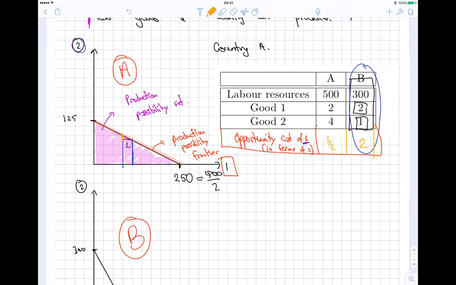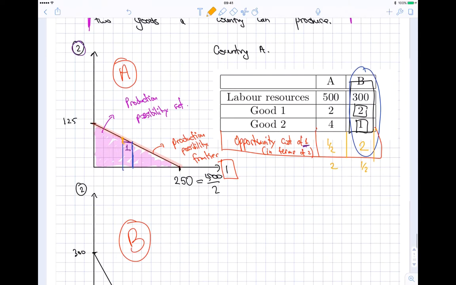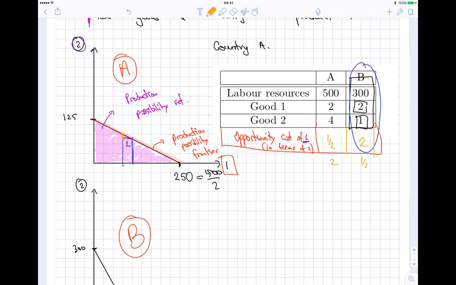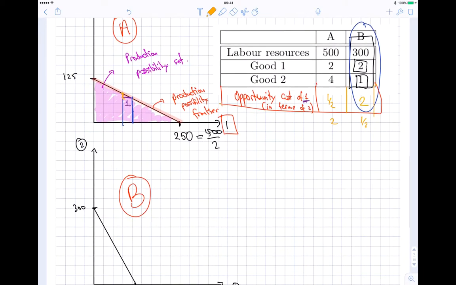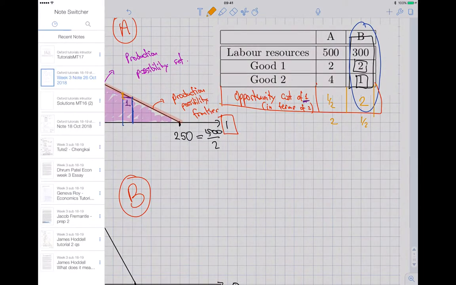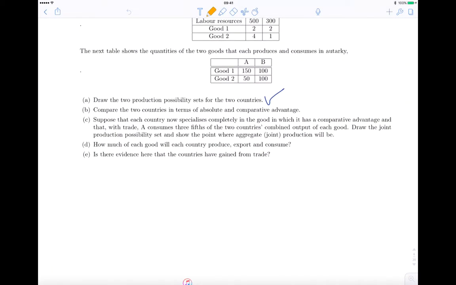So what do you have? The opportunity cost of 2 in terms of good 1 for A is 2, and for country B is a half. Of course, they would have to be flipped that way. Okay. So what does this say? It says that country A has a comparative advantage in good 1. By the same token, country B has an advantage in good 2. Excellent.